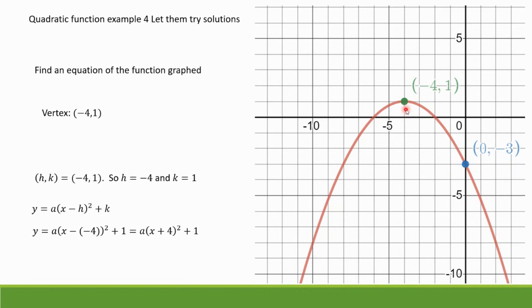So that alone tells us a good deal about the equation. Since (h, k) is (-4, 1), as we saw already, that tells us h is -4 and k is 1, just like the other examples. So what we get then is y equals a times (x minus -4) squared plus 1, which is this. So a lot of the work is done. We're not quite done yet though, because as you can see, we don't know what a is.